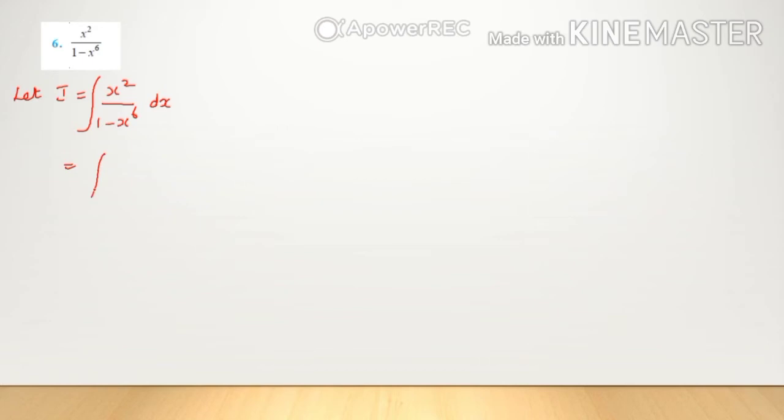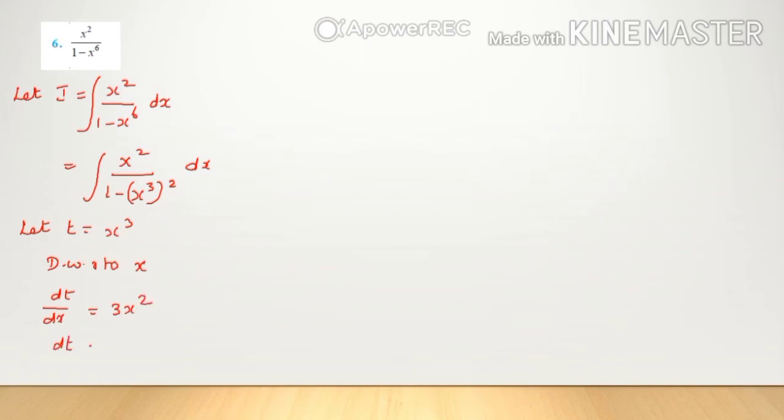So now I am going to write x square divided by 1 minus this x power 6, where x power 6 can be written as x cube the whole square, because 3 2s are 6. So x cube the whole square into dx. Now let us take the substitution. Let t is equal to x cube. After that we have to differentiate with respect to x. So dt by dx is equal to, the differentiation of x cube is 3x square. So dt is equal to 3x square dx.